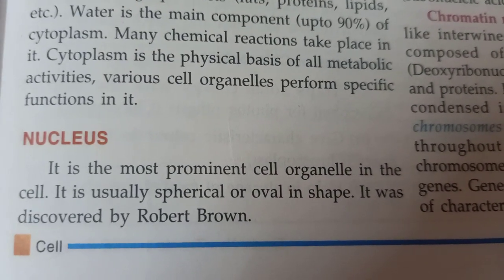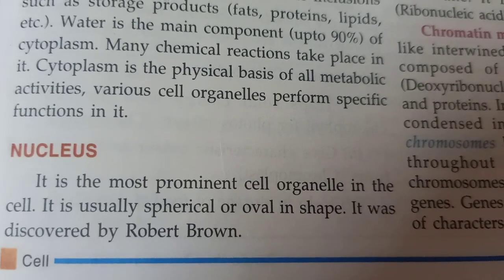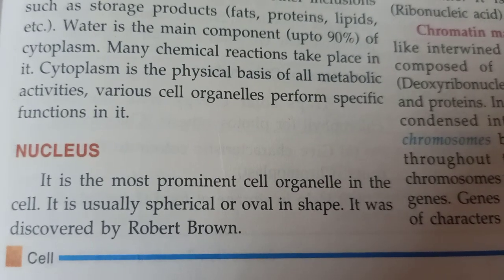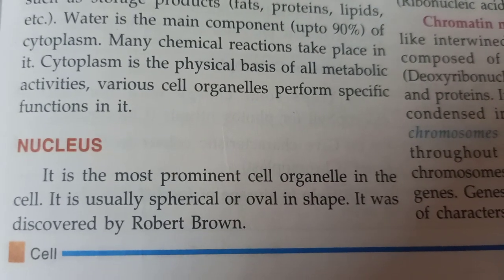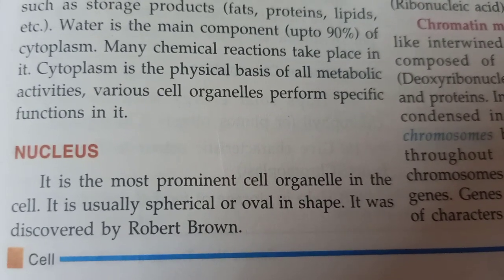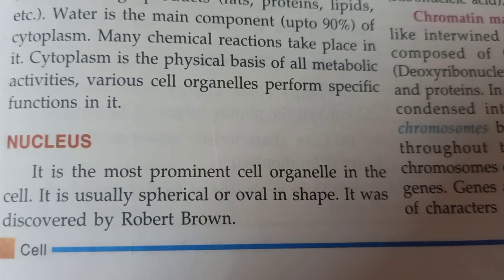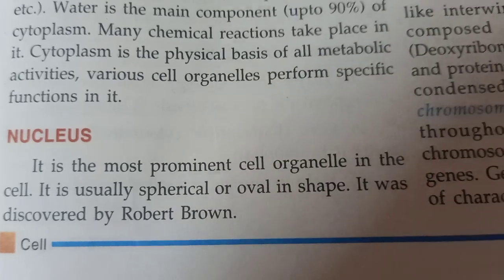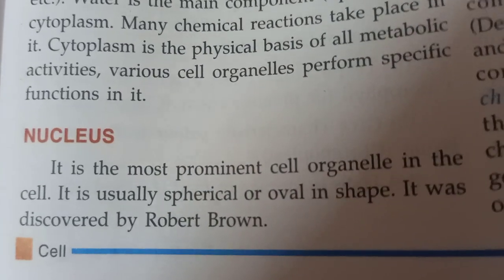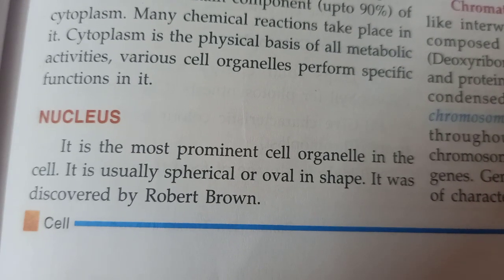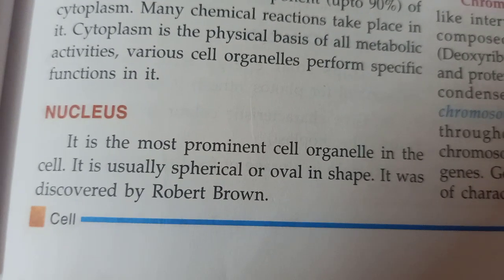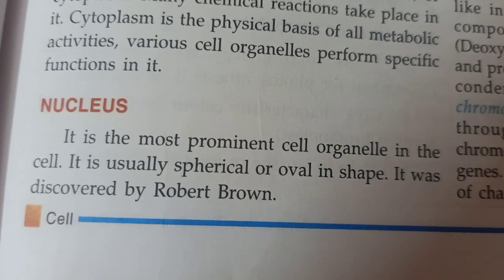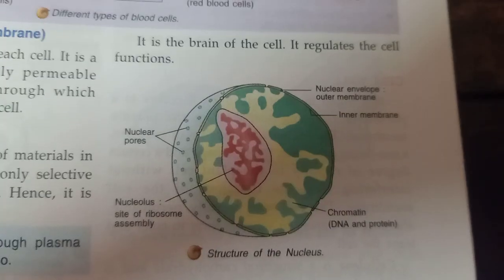It is the most prominent cell organelle in the cell. So the nucleus is known as the most prominent cell organelle in the cell. It is usually spherical or oval in shape. So the shape of the nucleus is either spherical or oval. It was discovered by Robert Brown. So this nucleus was discovered by the scientist whose name is Robert Brown.